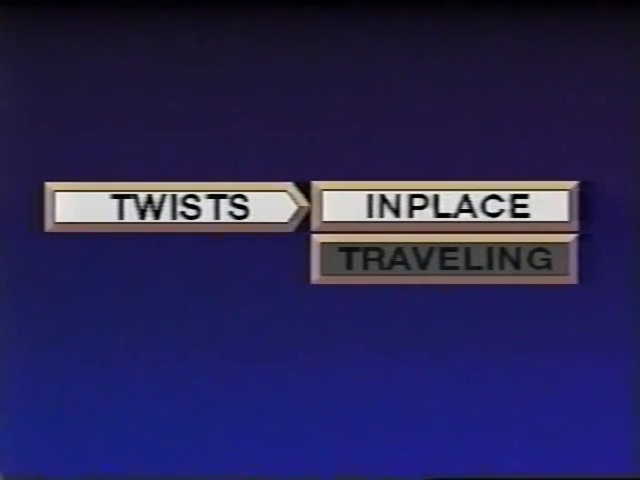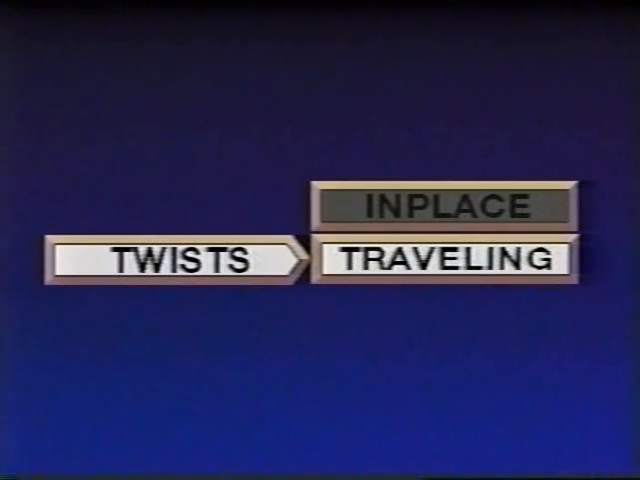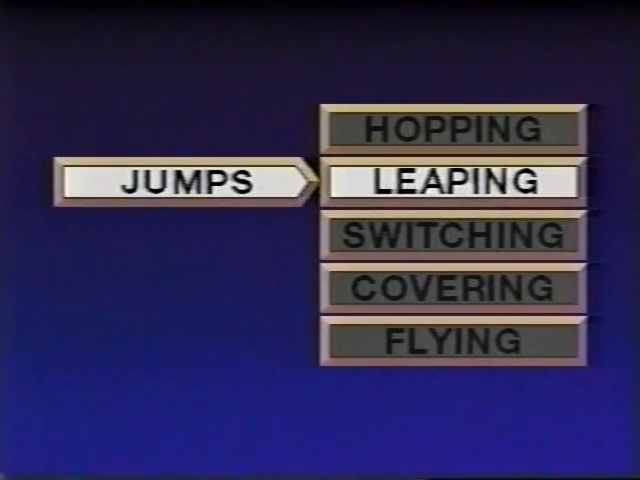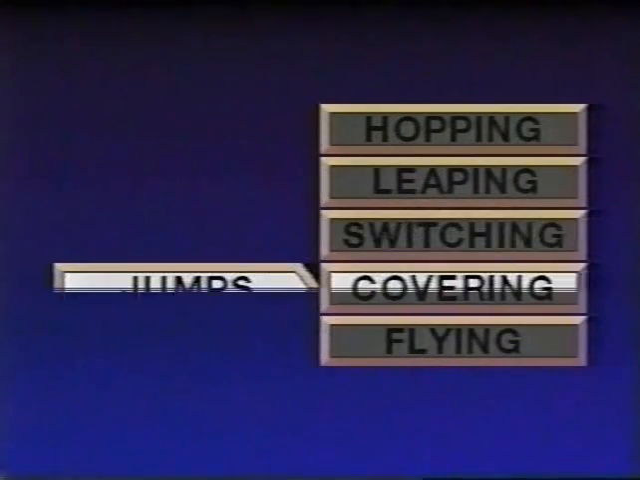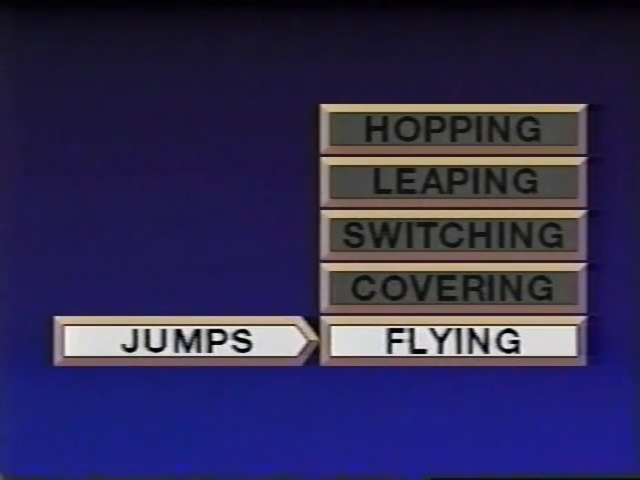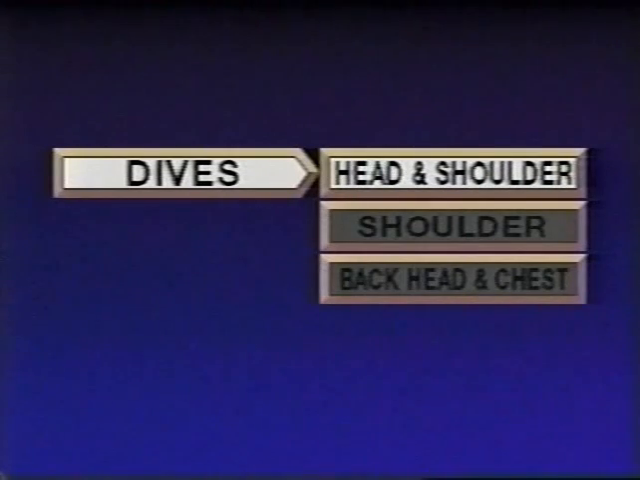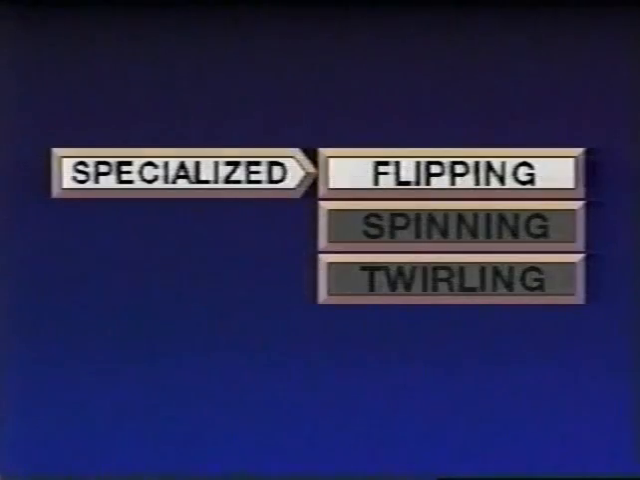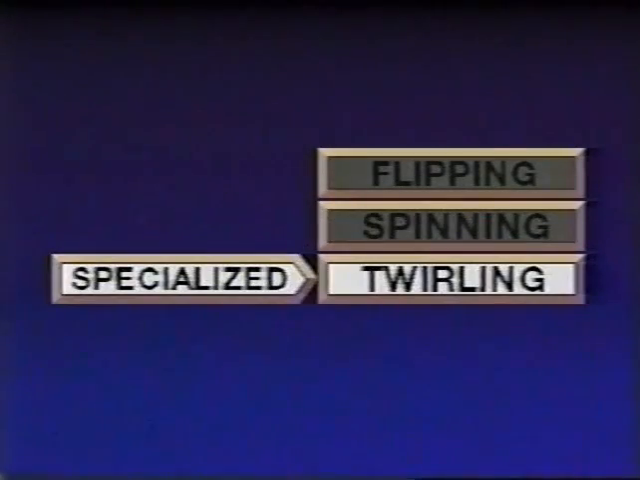In twists, you have in-place twists and traveling twists. In terms of jumps, you have hopping, leaping, switching, covering, flying, dives, head and shoulder, shoulder, back, head, and chest. In the specialized, you have flipping, spinning, and twirling. Let us now review foot maneuvers in more detail and capture the finer points missed the first time around.